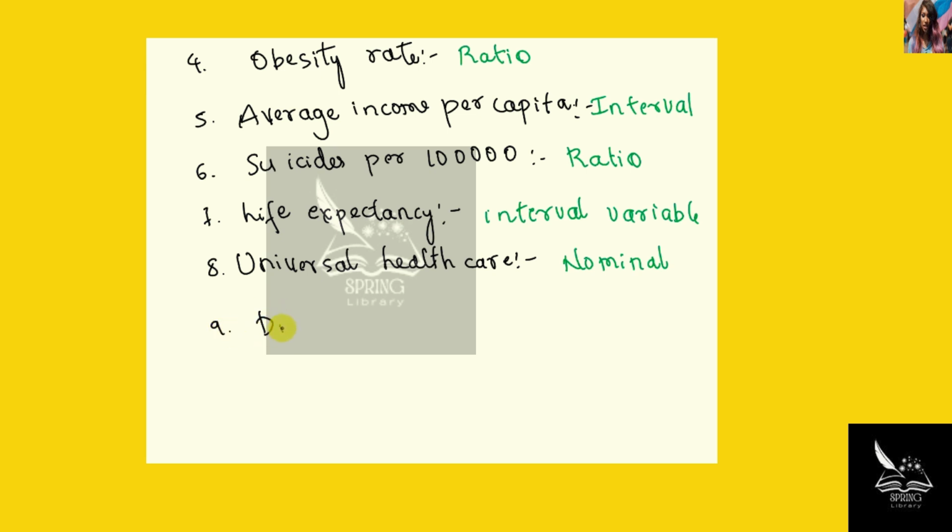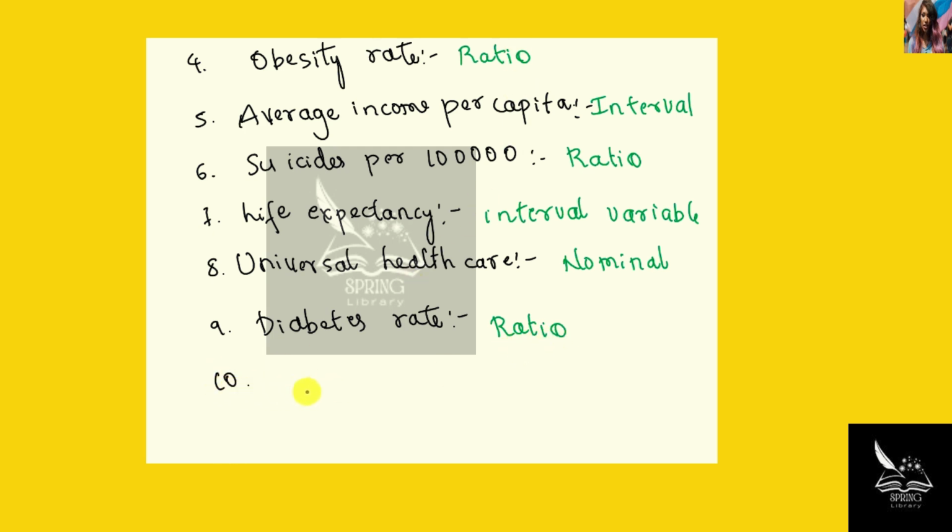Diabetes rate. Diabetes rate is a ratio variable. The variable diabetes rate represents the ratio of prevalence or proportion of diabetes in a population. It has a natural 0 point if 0% diabetes. The values can be compared and mathematically manipulated using ratios. So that is a ratio variable.